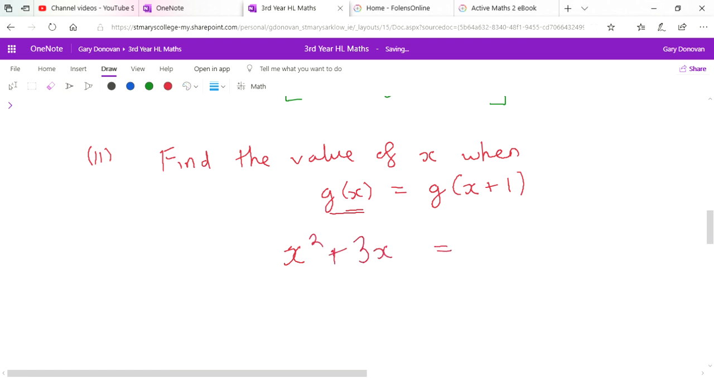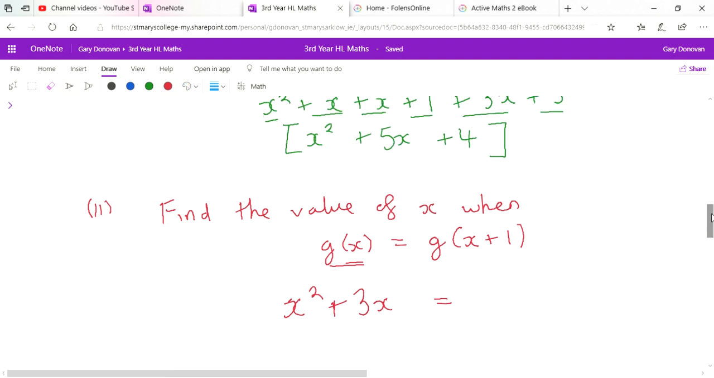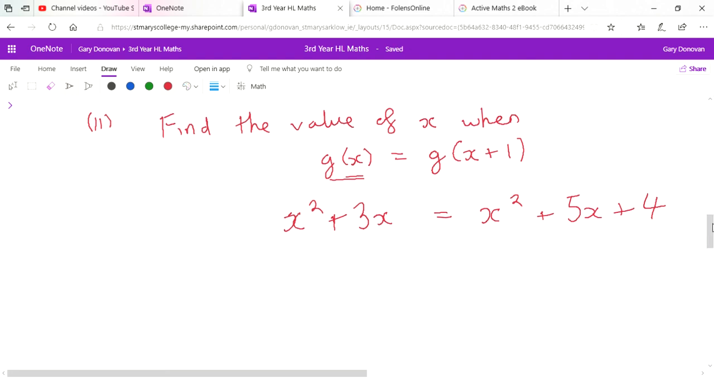g of x plus 1 is just another rule now, another kind of function or expression, and we know that g of x plus 1 was equal to x squared plus 5x plus 4. Now notice in this question we have an equal to sign, and because we have an equal to sign, we can bring everything to one side and we'll be left with 0 on the other, and then we'll be able to hopefully find a value for x.